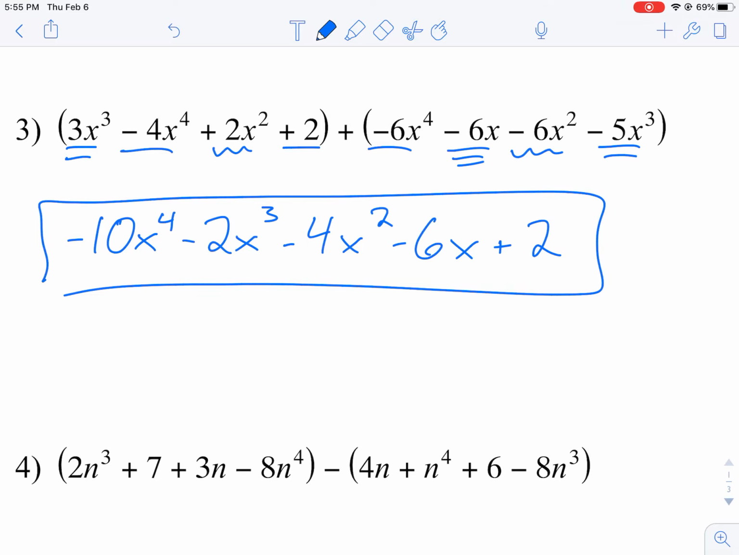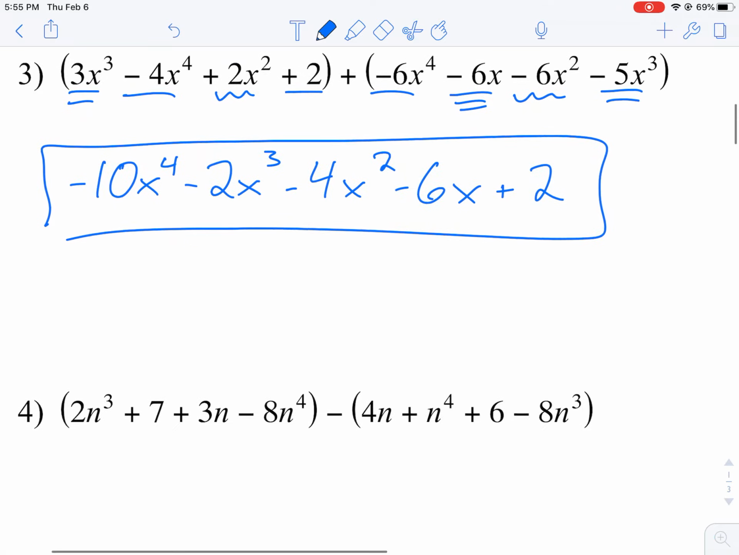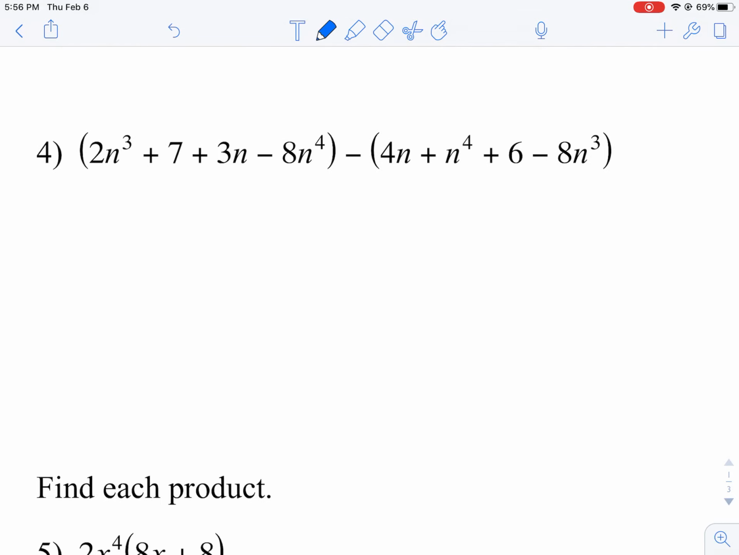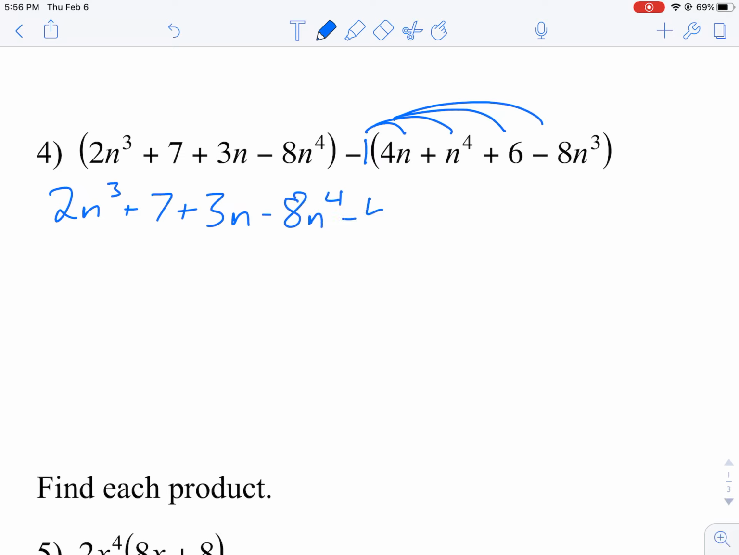For 4, same thing, just a lot going on where it's got a couple different terms here. So we've got 2 polynomials. Let's distribute this negative first, and I'll rewrite it after I distribute that negative. So 2n to the third plus 7 plus 3n minus 8n to the fourth minus 4n minus n to the fourth minus 6 plus 8n to the third.